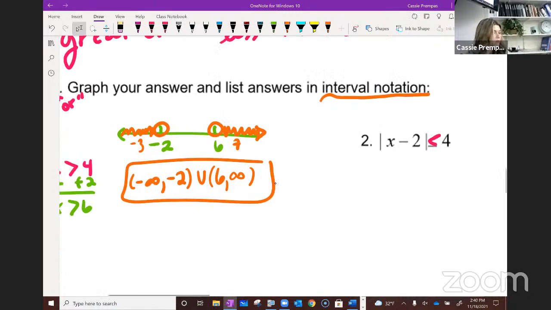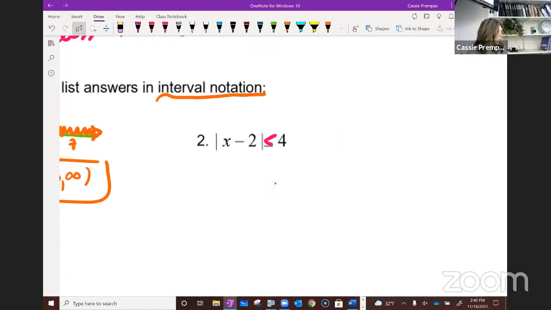All right, looking at number 2. Number 2, is this going to be an and situation or an or situation? And good, because it's a less than symbol.